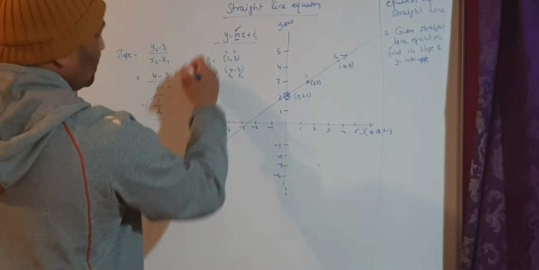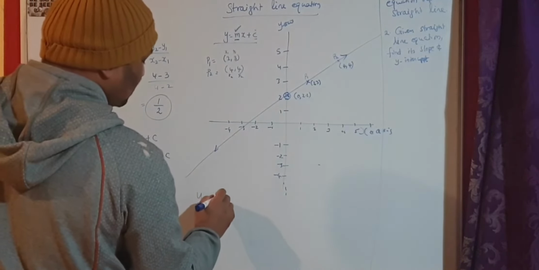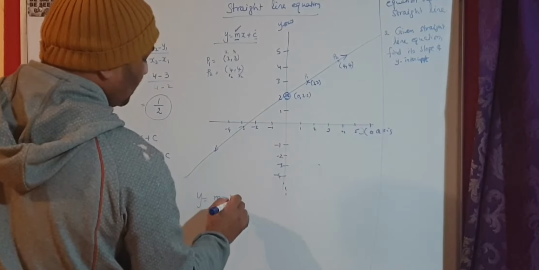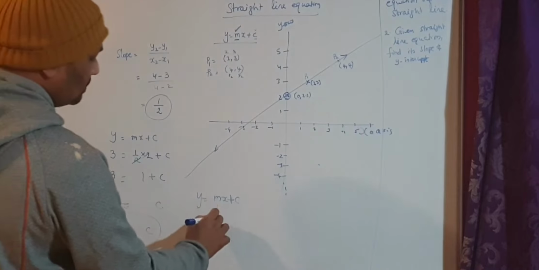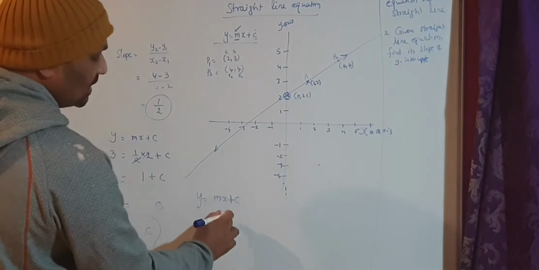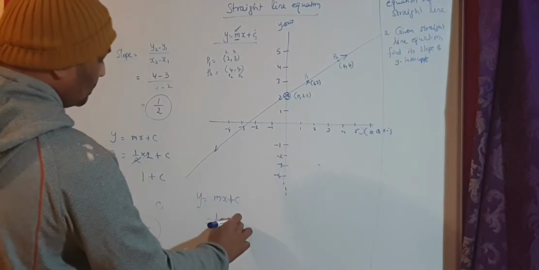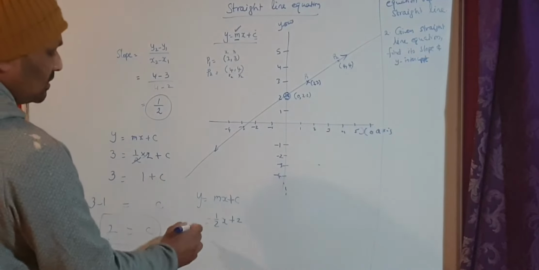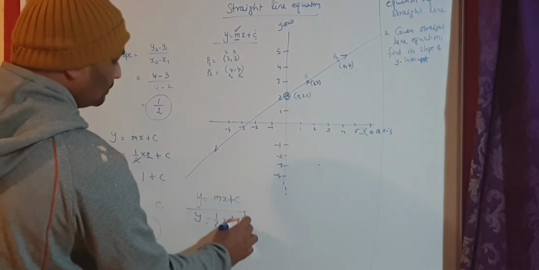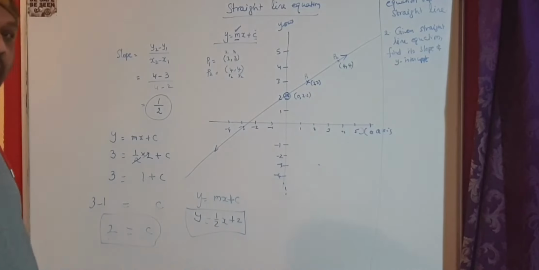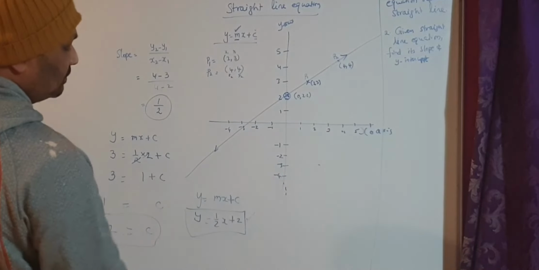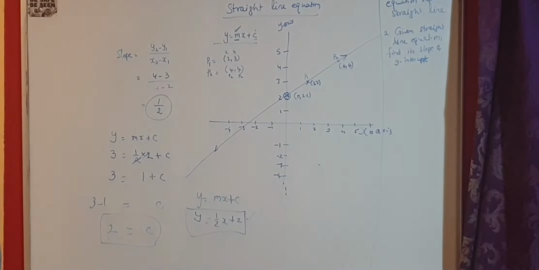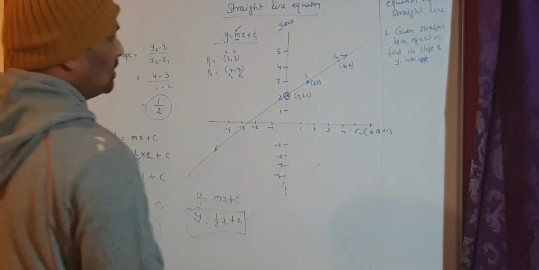The straight line equation y is equal to mx plus c is the slope intercept form. What is m here? 1 by 2. x is x. What is c here? 2. And y is y. So y is equal to half x plus 2. Given the two points, you found out what the line equation is.